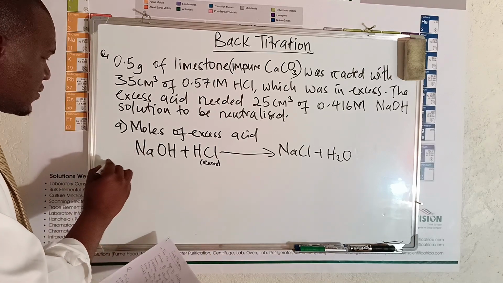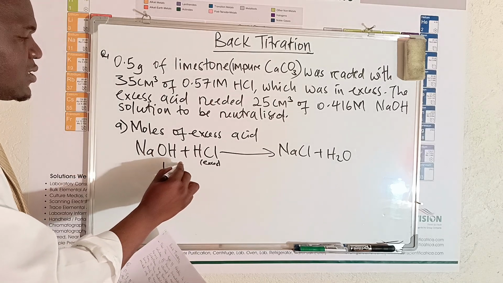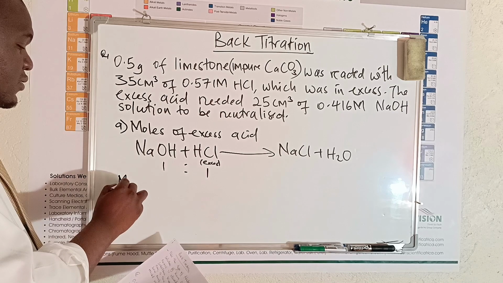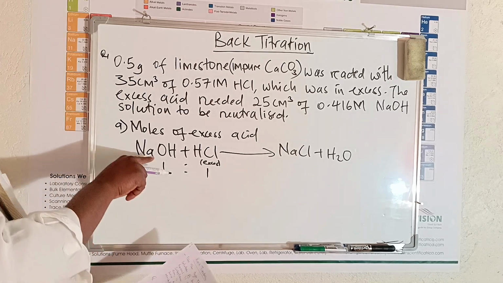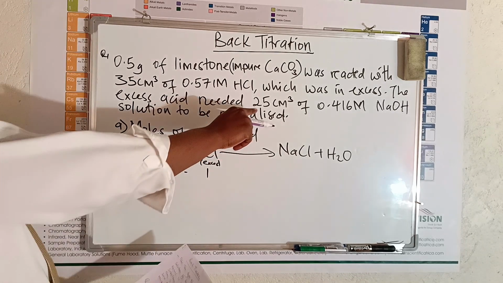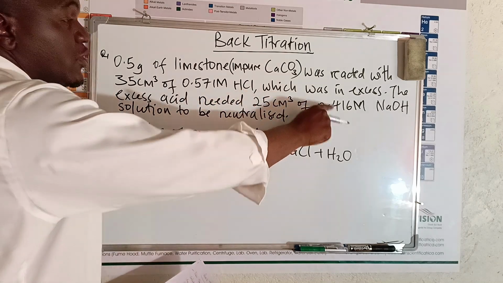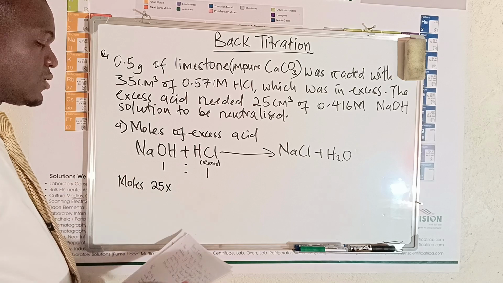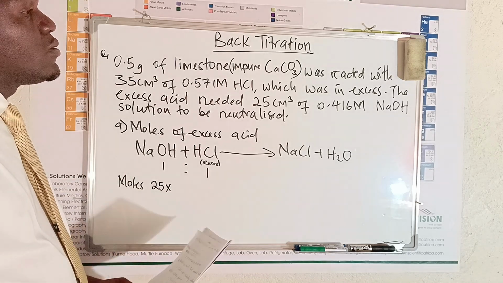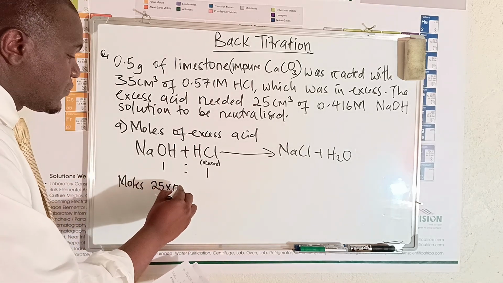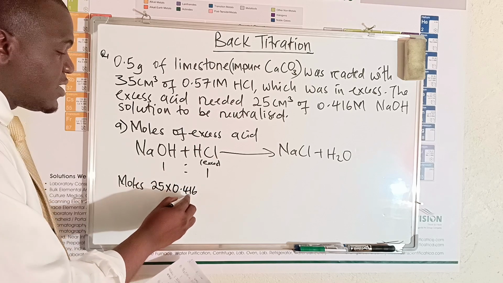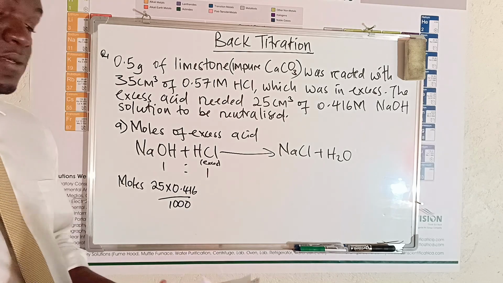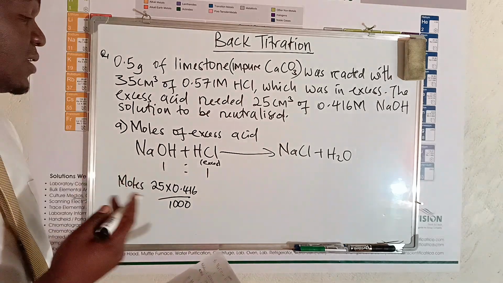Now before we get the moles, you can see that the mole ratio in this case is 1:1. So to get the moles of acid, we can get it from the moles of the base, because we are given the volume of the base and the concentration of the base. In this case it is 25 multiplied by 0.416, and we divide by 1000 because our volume is in cubic centimeter and the volume has to be in liters in the solution.